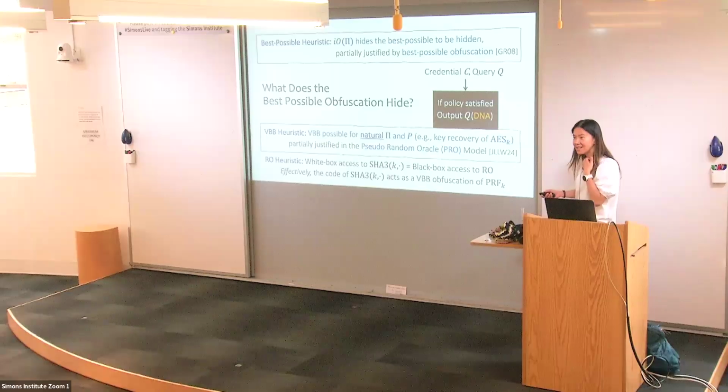This is my takeaway. Just tell me if it's correct. You can take a general program, you do an IO to it, plus the assumption that you have a pseudo-random oracle, and you can claim that this thing, somehow baked in together, is VBB. Yes? Yeah.